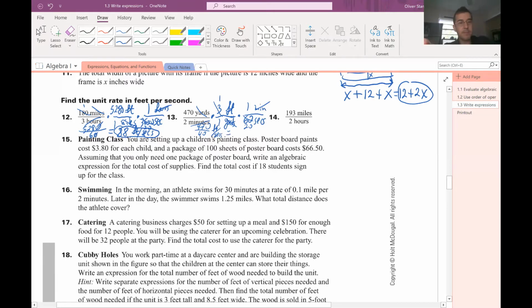Or that is, let's see, 470 divided by 40. That is 11.75. So the answer is 11.75 feet per second. 11.75. Okay. And number 14, we have to get feet and miles going to cancel out.